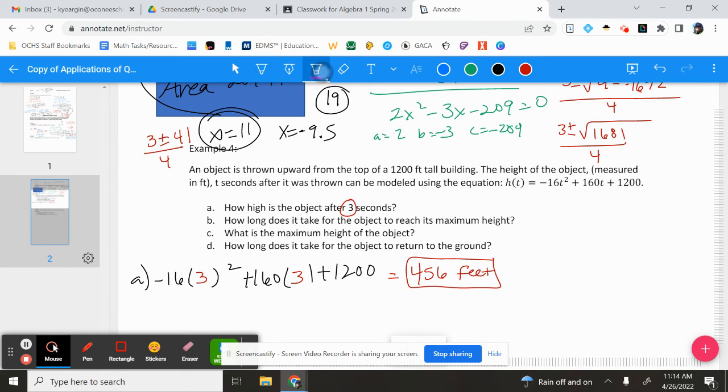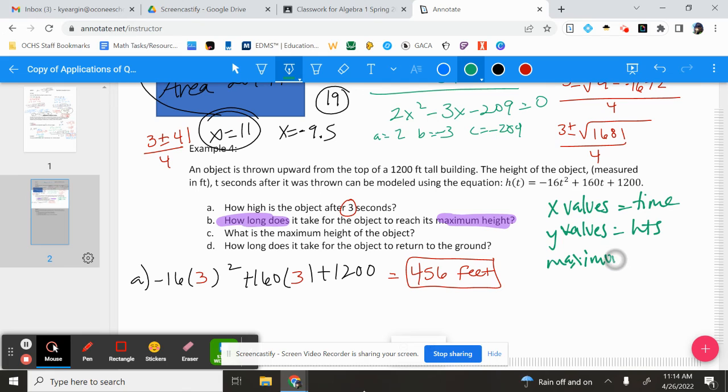Next piece, how long does it take for the object to reach its maximum height? Well, the main things we need to remember is that our x values in this case are representing our time. Our y values are representing our heights. And anytime it says maximum, I know that I'm looking for the vertex. So how long does it take to reach the maximum height? I'm looking for the x value of the vertex.